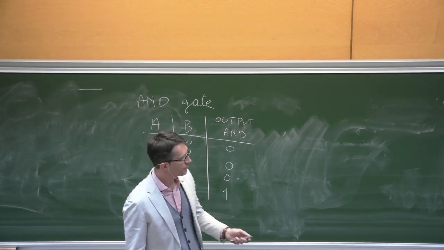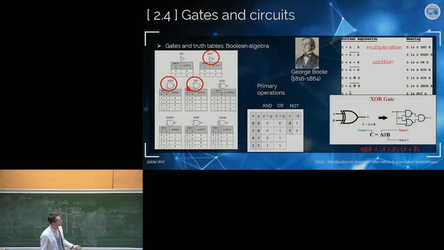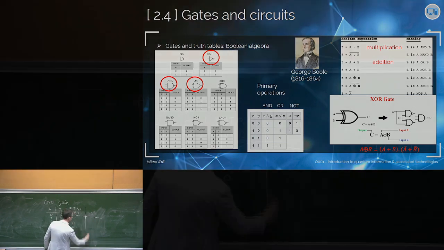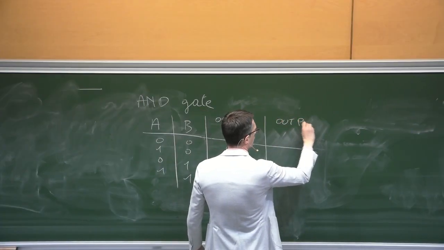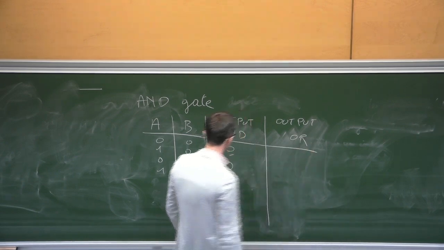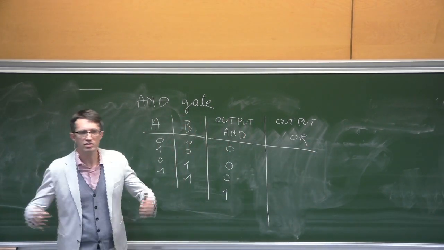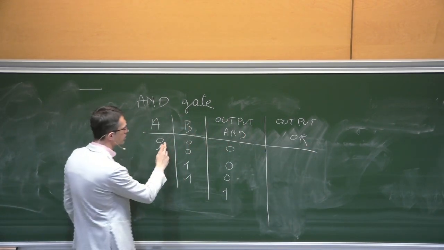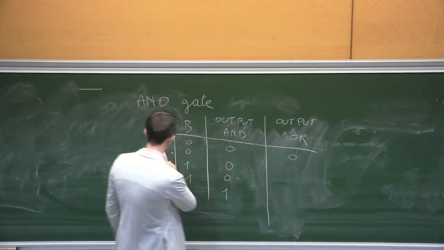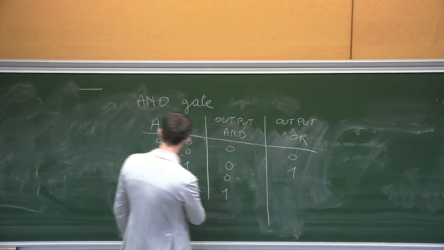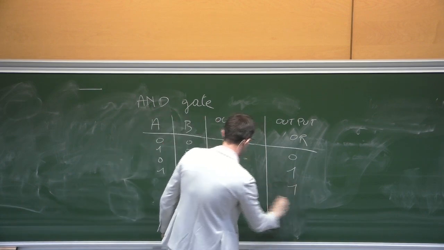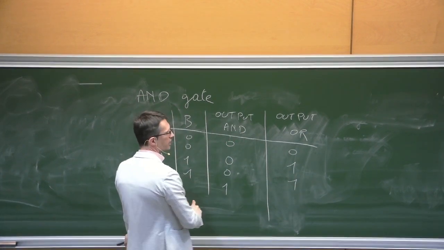By the same token, you have the OR gate. The OR gate can be seen as a sum, as an addition. So in this case, we can write it here, right? The output OR. Again, there are two ways. You can say it's a sum. So if it's a sum, you do 0 plus 0, 0. 1 plus 0, 1. Or 0 plus 1, 1. Or 1 plus 1 would be 2.